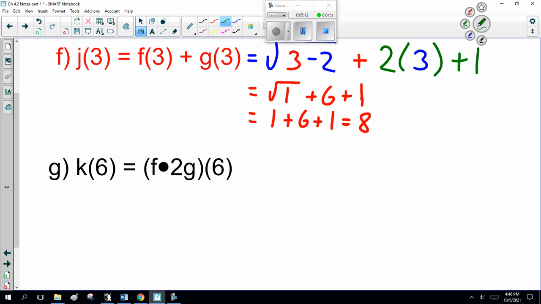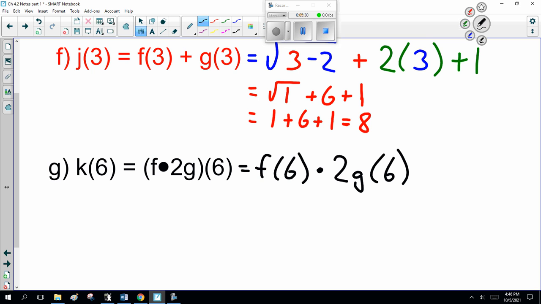Now, if I want to be a bit of a poo head, notice the trick here. This is k of 6 equals f times 2g of 6. This is f of 6 times 2g of 6. So we have to figure out what f of 6 is and g of 6 is. Anyway, so this equals the square root of 6 minus 2.